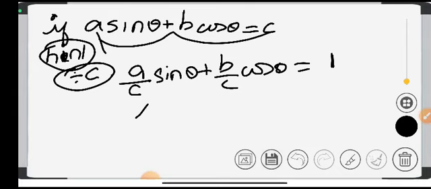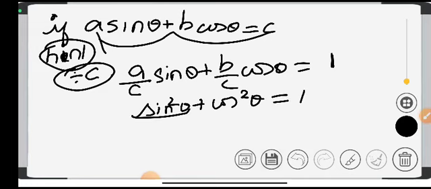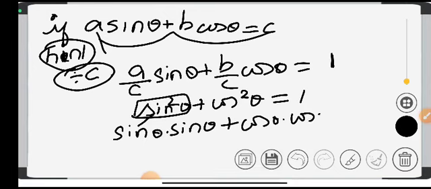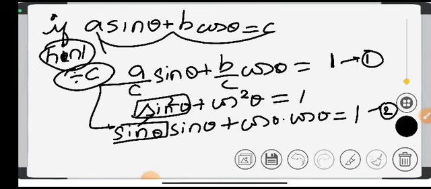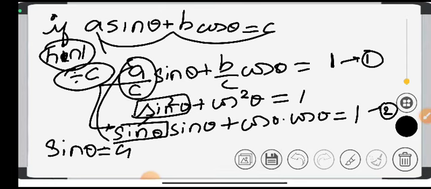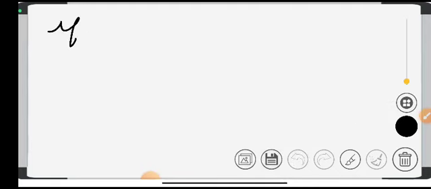You have to remember a formula, that is sin square theta plus cos square theta is equal to 1. If I write sin like this, sin theta into sin theta, is there any objection? No. Plus cos theta into cos theta, is there any objection? No. So if this one and this one are compared, you find that sin theta will be a upon c, and cos theta will be b upon c.